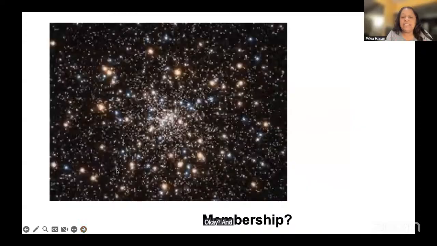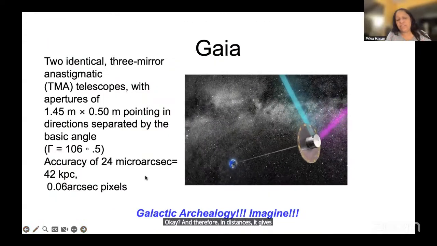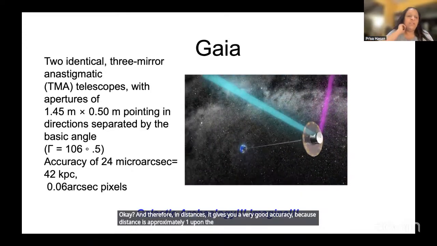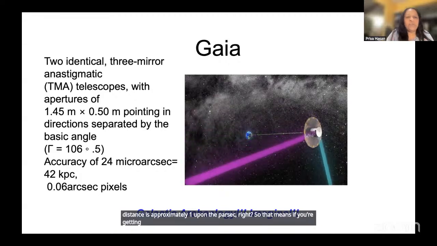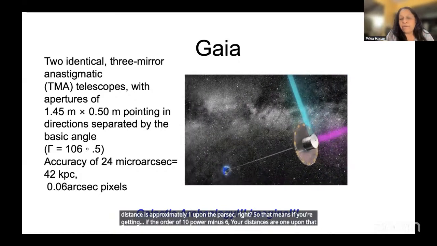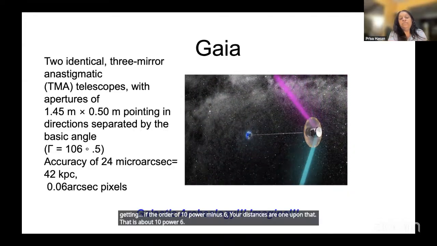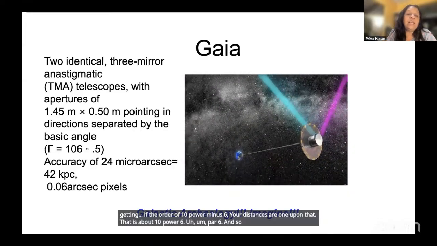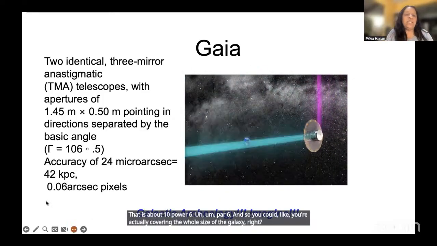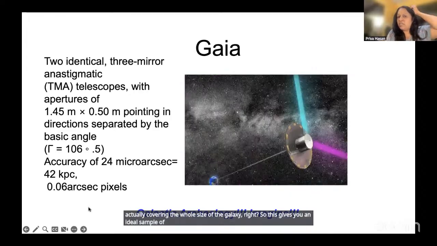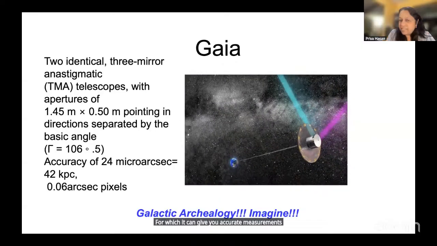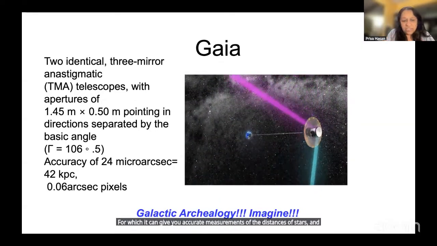And therefore in distances, it gives you very good accuracy, because distance in parsecs is approximately 1 upon the parallax, right? So if you're getting parallaxes of the order of 10 power minus 6 arc seconds, your distances are 1 upon that, that is about 10 power 6 parsecs. So you're actually covering the whole size of the galaxy, right? So this gives you an ideal sample for studying about 1 billion stars of the galaxy, for which it can give you accurate measurements of the distances of stars and their velocities.